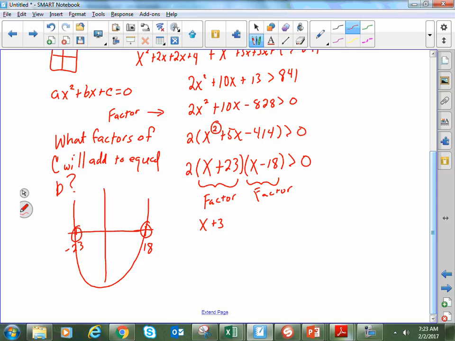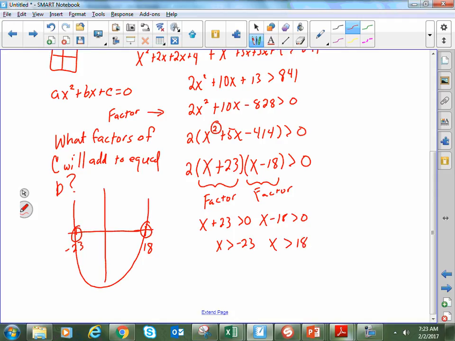So I'm going to set each factor, in this case 23, not 3, not equal to 0, but in this case, I'll say it's greater than 0. And I'm going to solve for x. Moving the 23 over to the right side, I get x to be greater than negative 23 and x to be greater than positive 18.